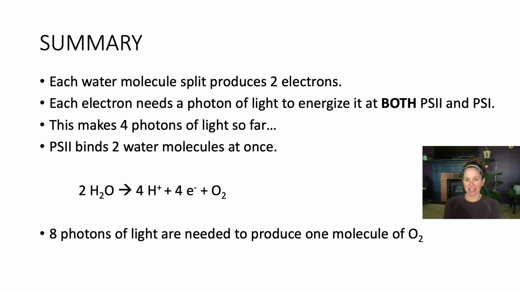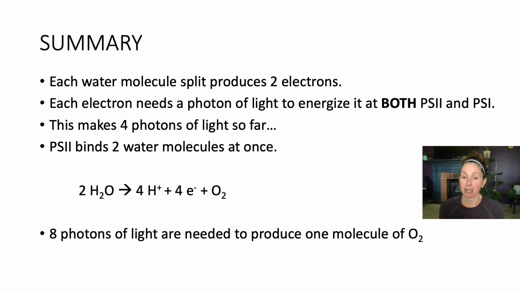And here is our overall reaction. We have 2 water molecules. Again, the water splitting complex binds 2 water molecules at once. We have 4 hydrogen ions being released, 4 electrons that are going to get pumped through the pathway, and a full oxygen molecule created. So that's our linear photosynthesis.